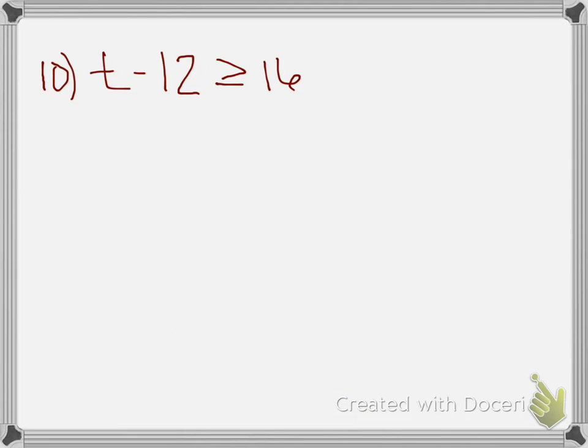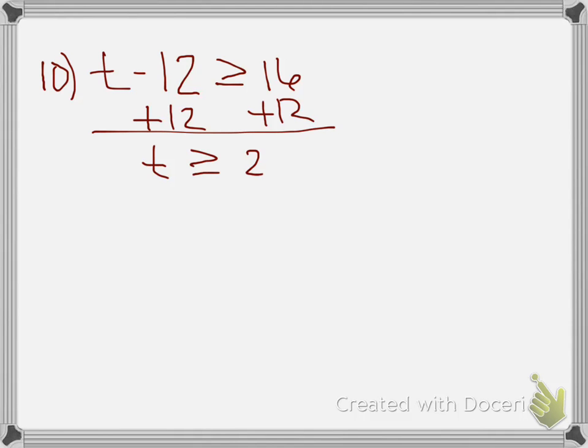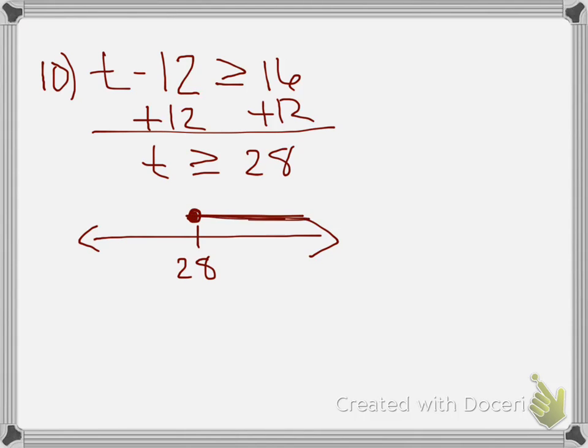Okay, number 10, all I need to do here is add 12 to both sides, so don't treat this any different. Add 12 to both sides. You get t is greater than or equal to 28. You can close dot, shaded to the right. So keep that in mind. As long as the variable's on the left-hand side, you can do that.